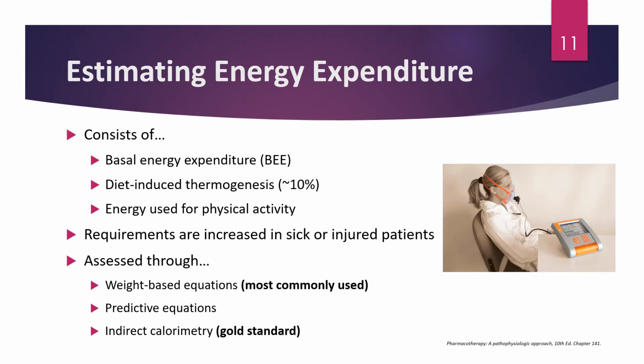Whenever we are doing our general assessment of a patient, we want to estimate what their energy expenditure is. And this consists of things like basal energy expenditure, or BEE. That's the energy expenditure that a patient normally gives off every day. A patient may also have diet-induced thermogenesis, which is about 10% of their actual total energy expenditure. Whenever a patient eats, for example, they are going to burn some of that off immediately when the diet is actually taken into the body.